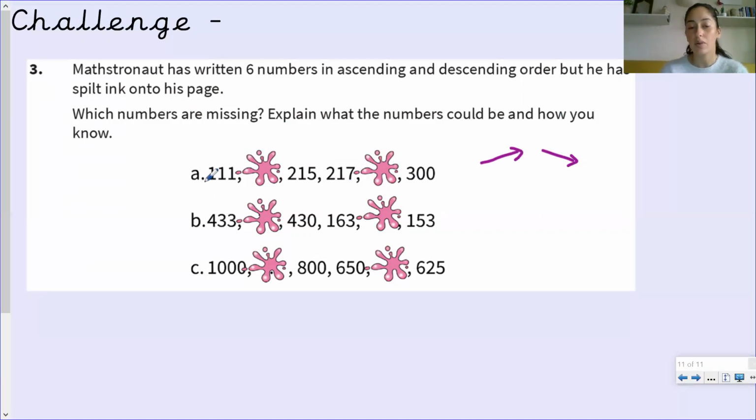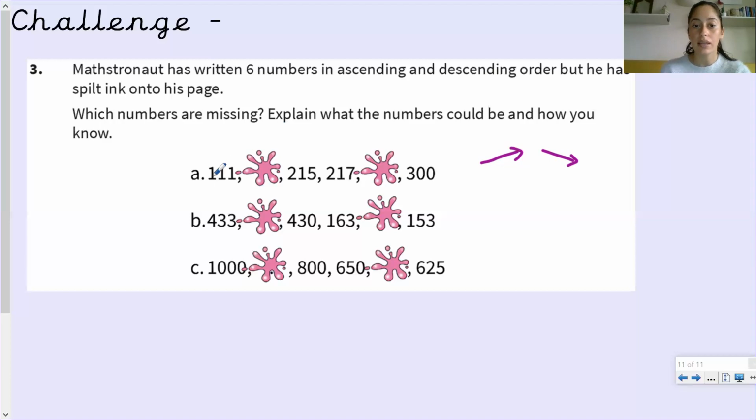Let's decide which order these numbers are ordered in. It goes from 111, we don't know what this number is, 215, 217, we don't know what this number is, 300. But from the numbers that we have, what's happening to my numbers? Are they getting bigger or are they getting smaller? They're getting bigger, so they are placed in ascending order.